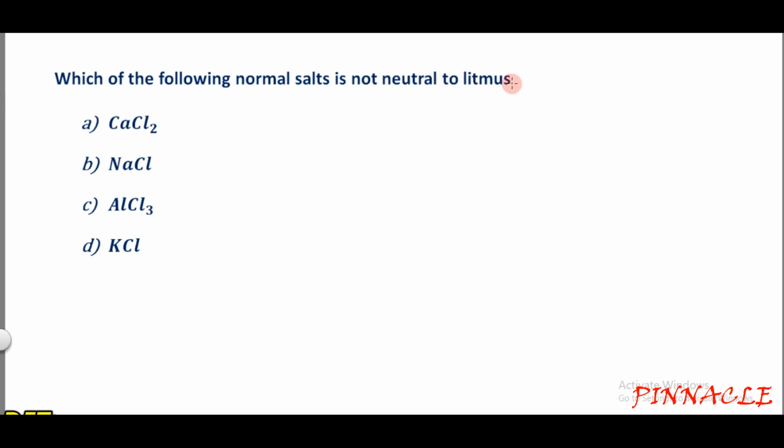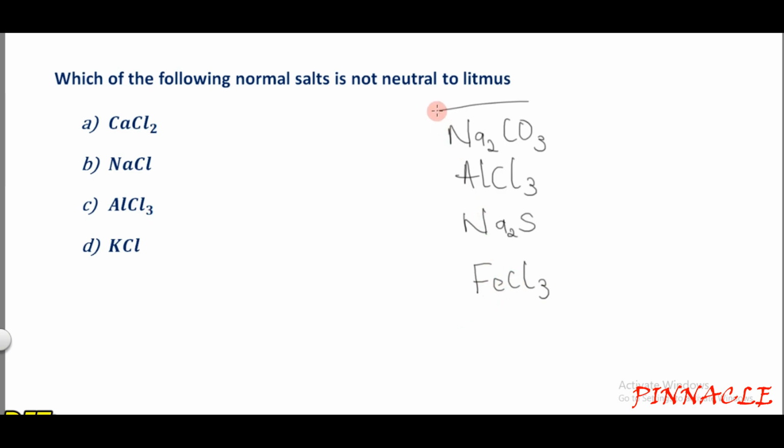So, like I said, there are 4 normal salts that are not neutral to litmus. They include sodium trioxocarbonate(IV), it is not neutral to litmus. Aluminium chloride, it is not neutral to litmus. Sodium sulfide, it is not neutral to litmus. And iron(III) chloride is not neutral to litmus. So these 4 salts are not neutral to litmus.